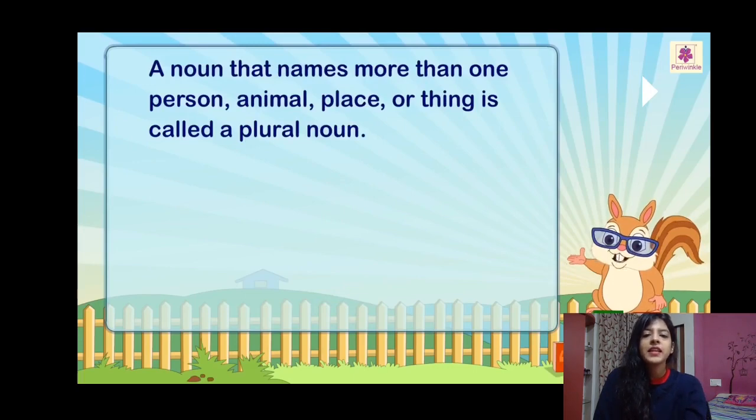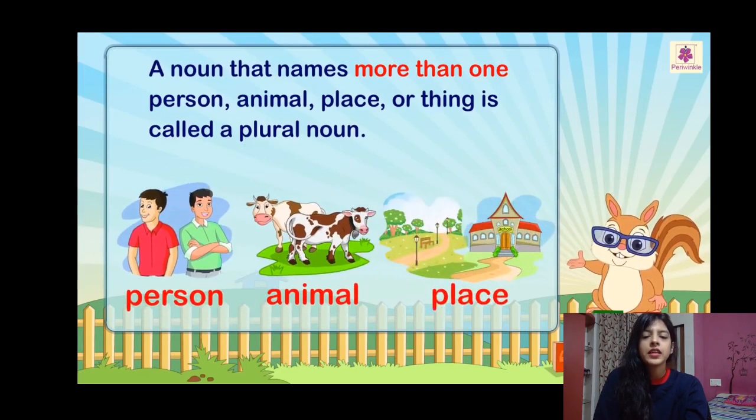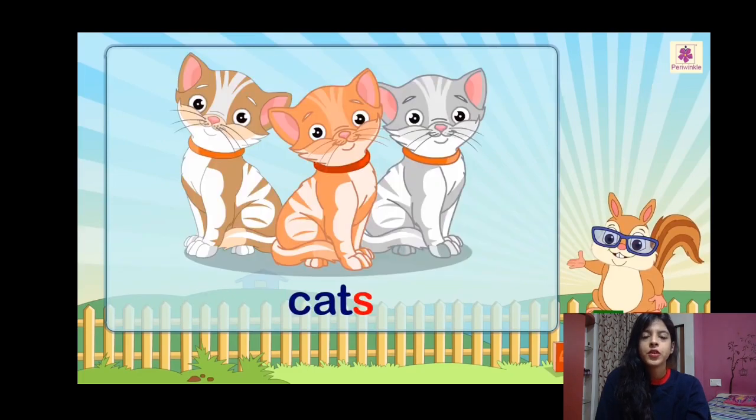A noun that names more than one person, animal, place or thing is called a plural noun. What does that mean? Now we just learnt about singular nouns, which tell us about a single animal, place, thing and name. But with plural, we get to know about many people, many animals, places and things. First we saw one cat, and this is cats. Cats is a plural noun because there is more than one cat.